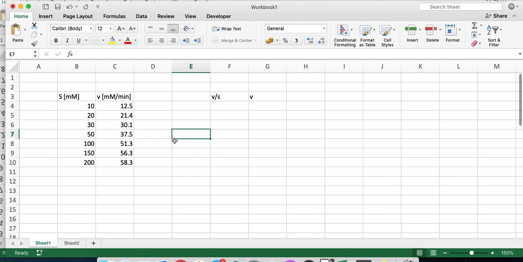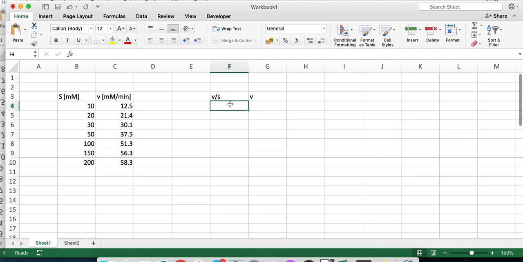Now, the best way to deal with that is usually with an Eadie-Hofstee plot. And I have, in a previous video, I showed you how we can do that. So what we do is, with an Eadie-Hofstee plot, on the x-axis, we plot the value rate over substrate concentration, and on the y-axis, we plot rate. So we can very easily calculate that in Excel.